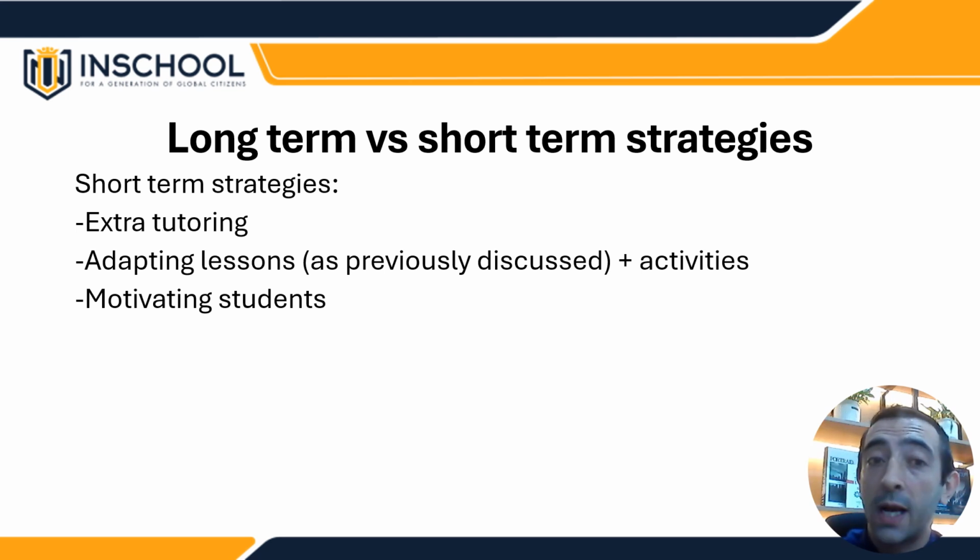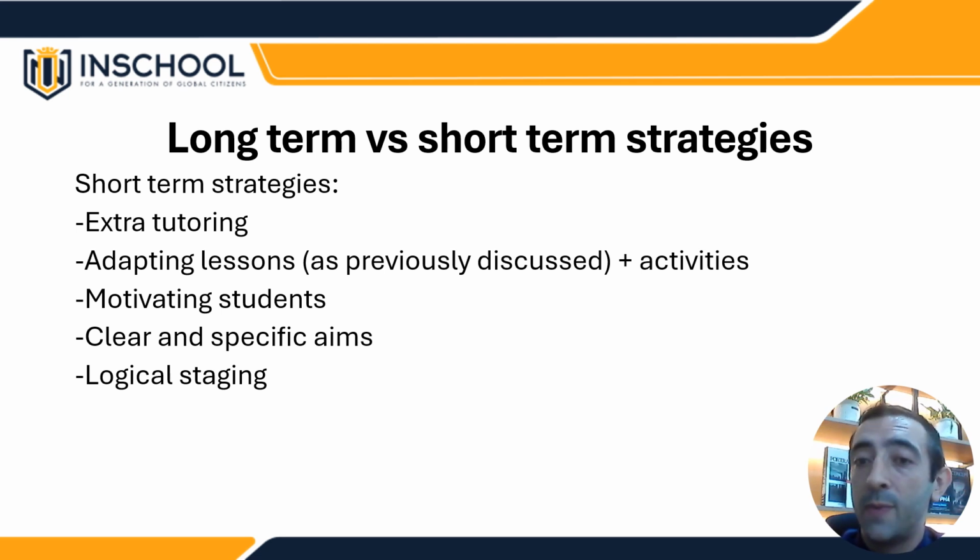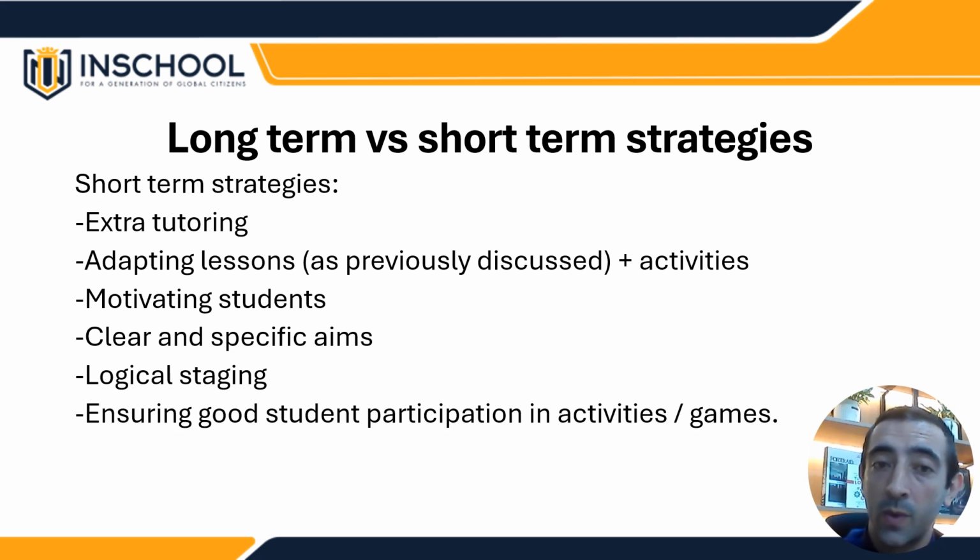Motivating students is really important, and it could be a successful short-term strategy. Having very clear and specific aims, as we have seen earlier in this video, is very important because you need to know where you're going if you want to take your students there. Logical staging is making sure you have enough support, enough stages, so students are building up to being able to produce the final activity. Make sure that your lessons, your activities are engaging. So in the handout, I put some engaging activities which let students be active participants of those lessons, of those activities.